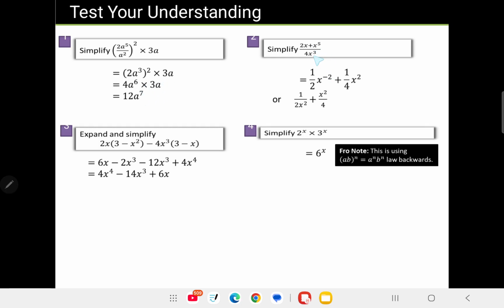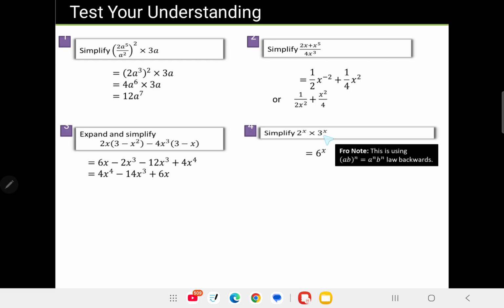And over here again we can split over the LCM, which is 2x over 4x cube plus x power 5 over 4x cube, and if you simplify, you will end up with this one, half x power minus 2 plus 1 over 4x square. And you can write it in this way if you take this x power minus 2 down to the denominator. And in the next example, again you can take 2x inside the bracket minus 4x cube inside the bracket, and then add the like terms to get this answer.